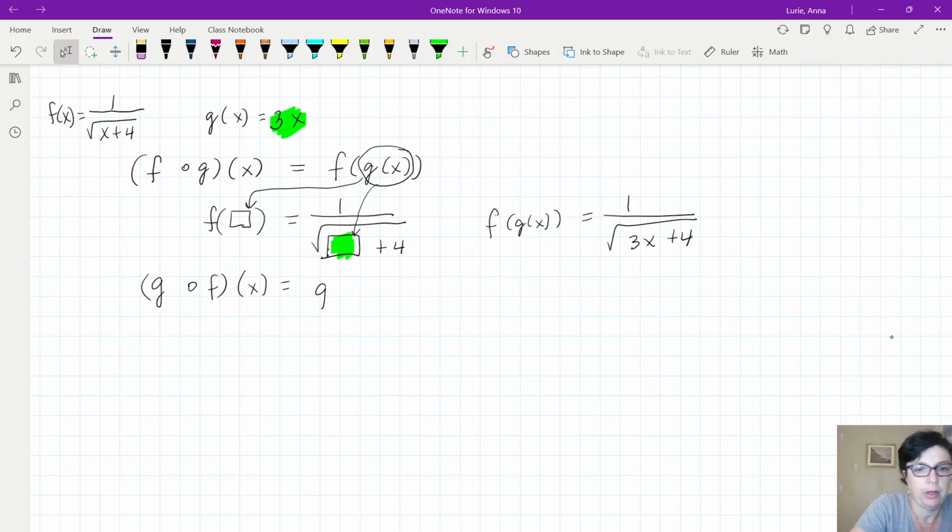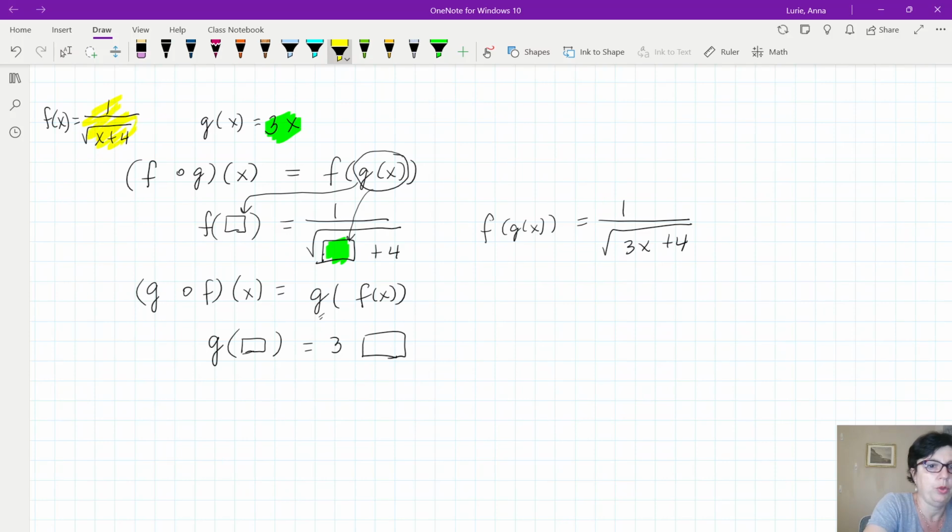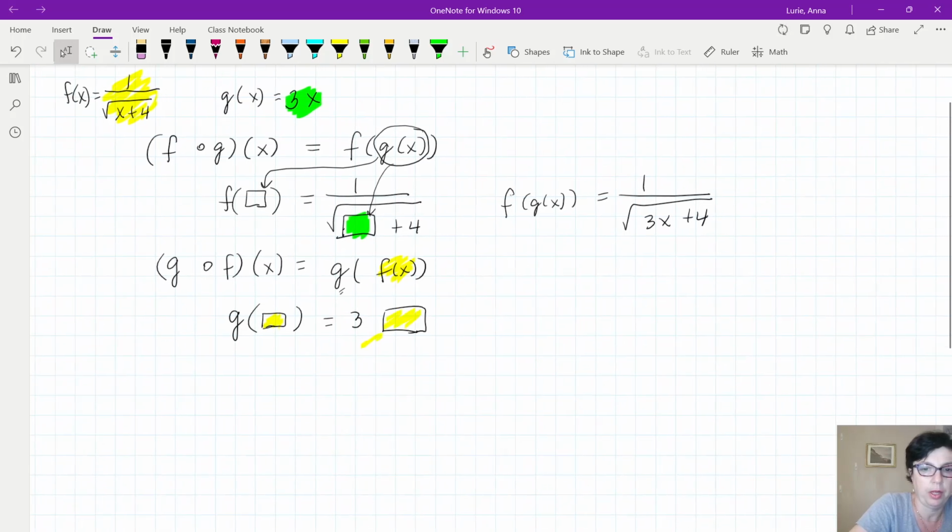So this is where we are substituting f of x in for x in g of x. Okay, so here I'm going to start with the outside function. I'm going to write that g of a box is equal to 3 times that box, right? So now we want to take the f of x, which is right here, and we want to plug it into g, right? So we're going to plug it over here and then plug it over here. So let's go ahead and do that. So g of f of x is going to be 3. And then instead of the box, we are putting what f of x is.